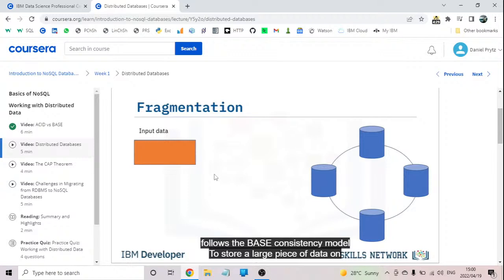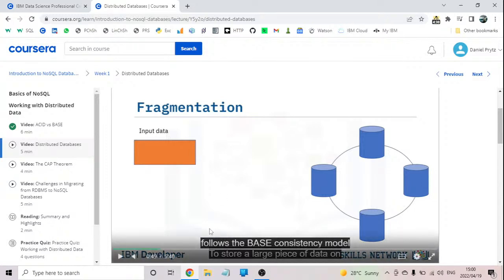Okay, course. Define fragmentation and replication of data. So let's find fragmentation and replication of data. Okay, so what does it say? To store a large piece of data on all the servers of a distributed system, you may need to break your data into smaller pieces.